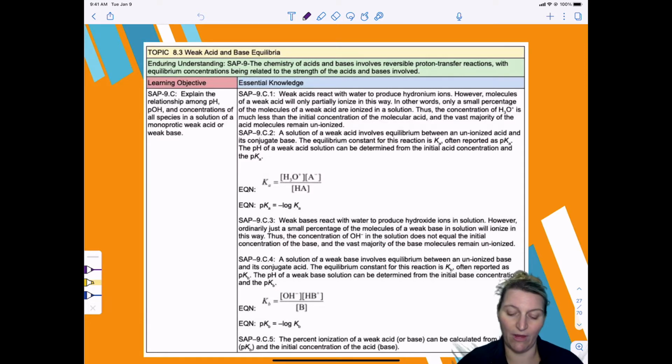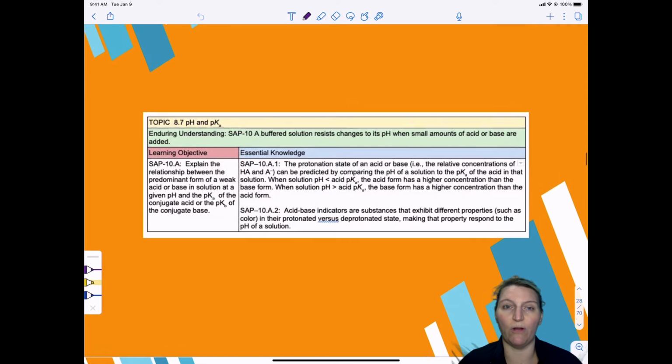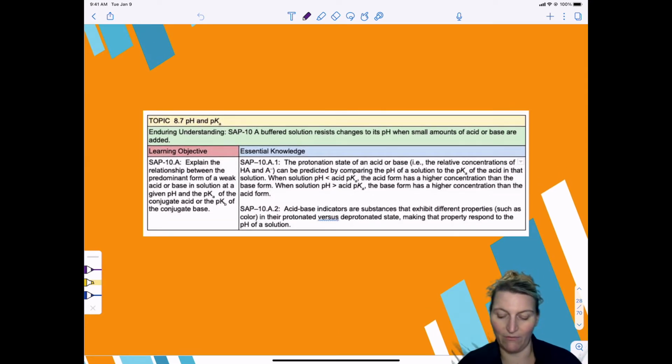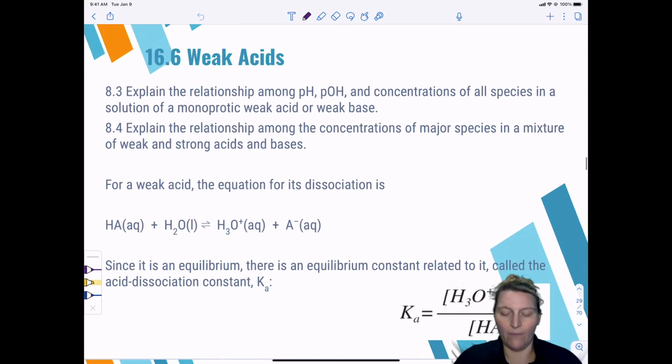So you can read through the topics. We're starting with 8.3, and we will also do in this section some work with 8.7, which is about buffers. So first of all, for weak acids, we are going to use this formula an awful lot. This one right here.